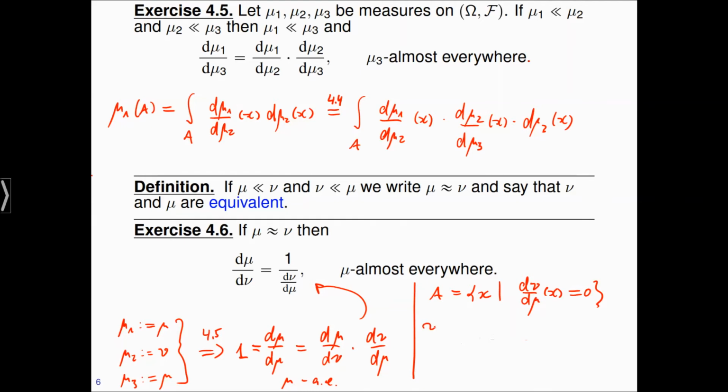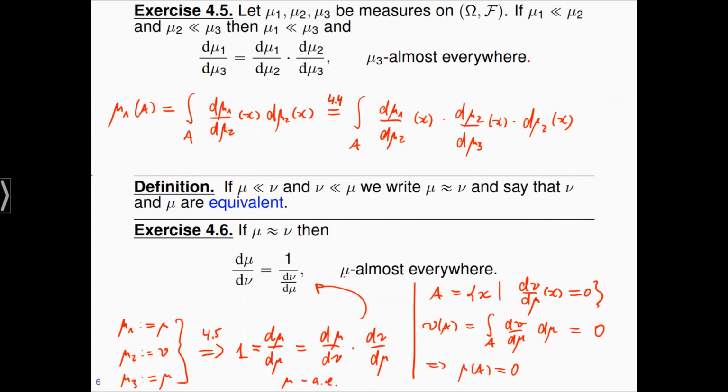Now let's compute the nu measure of this set A first. Nu of A, well, we use the density formula. So this is nothing else but the integral over the set A of d nu by d mu d mu. And on this set A, the density is 0. So this integral here is 0, because you integrate the 0 function on this set. But if the nu measure of A is 0, then by absolute continuity, the mu measure of A is also 0. And that's what we actually wanted, because the set where things go wrong has mu measure 0.